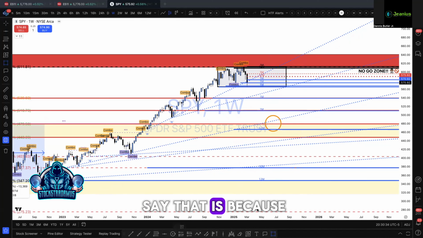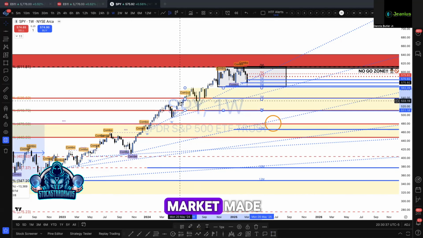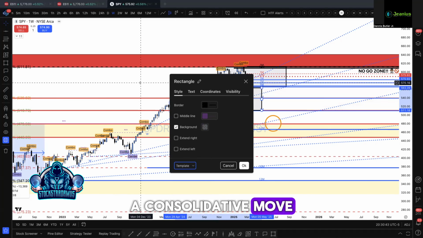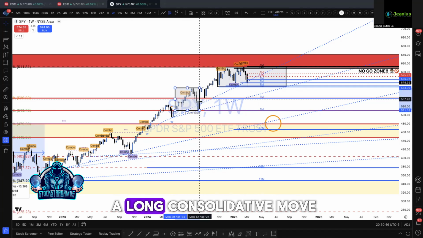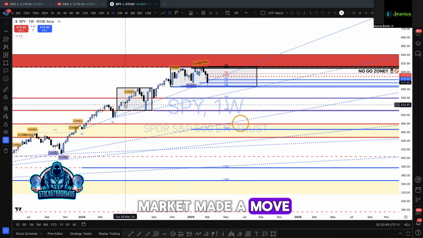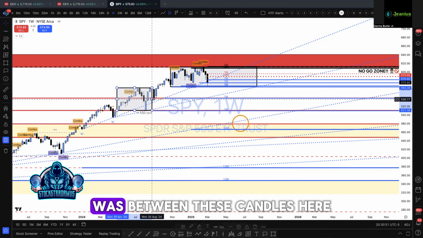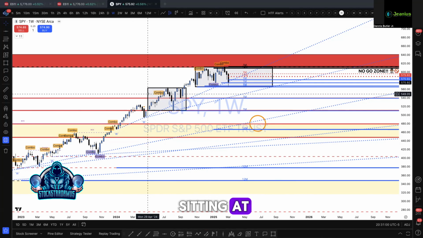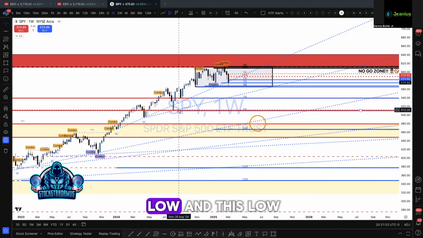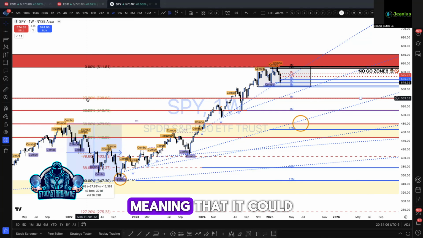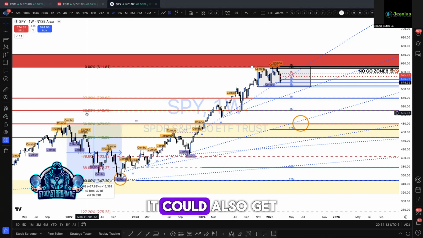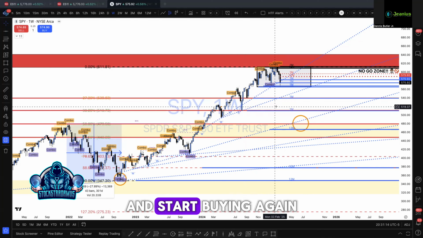The reason I say that is because the last time the market made a consolidative move, even though it wasn't a long one, the last time it adjusted in that area was between these candles here. Meaning that if price did push back down here, the next two points of interest where liquidity would be sitting would be below this low and this low. Meaning it could get to 27.2 and then start buying again from here. It could also get to 38.2 and start buying again from here.